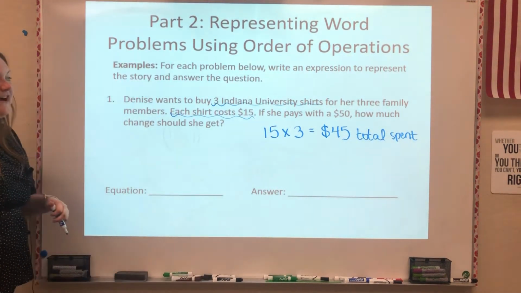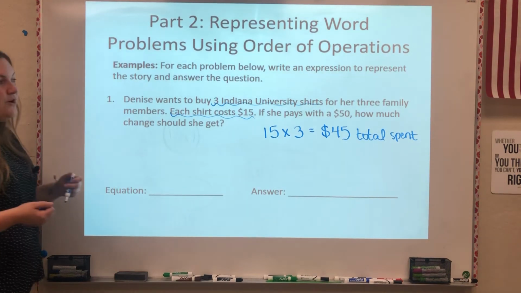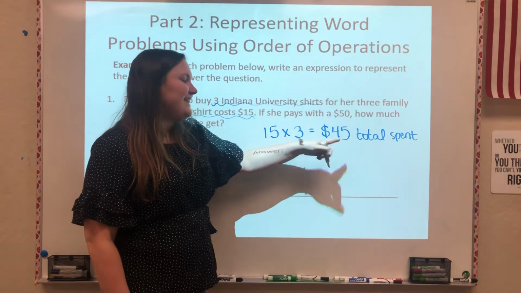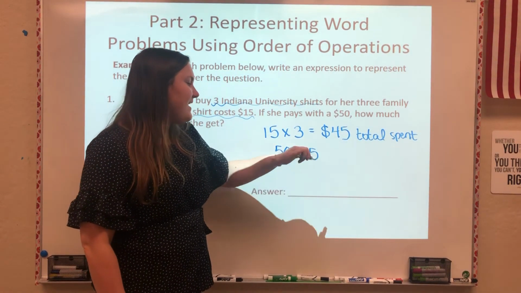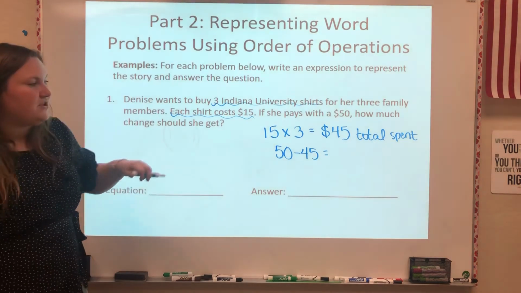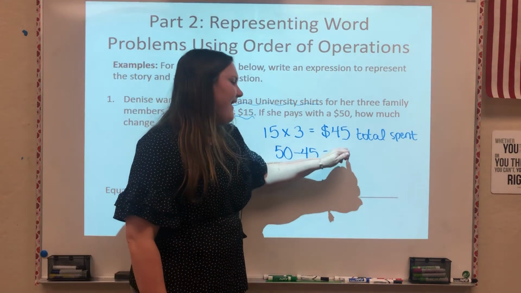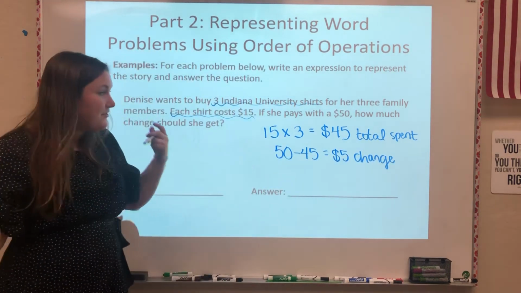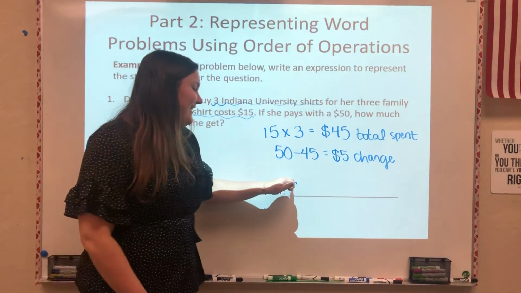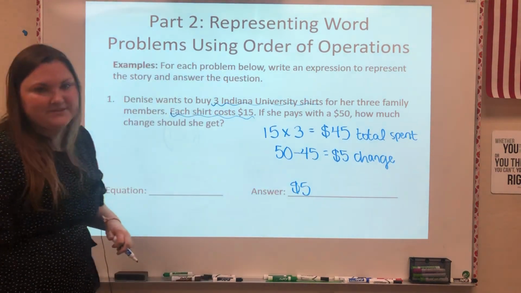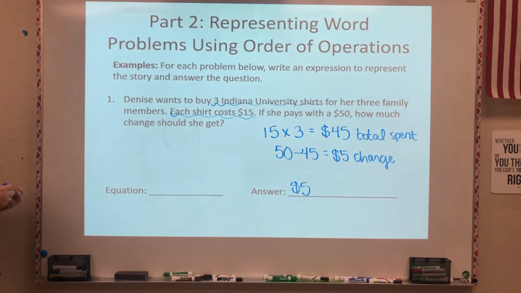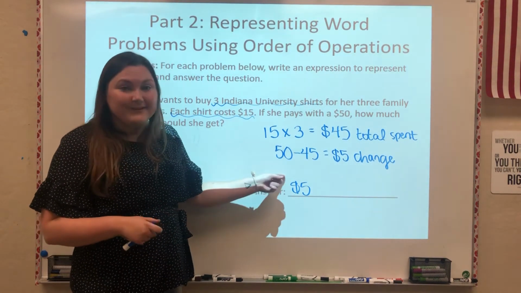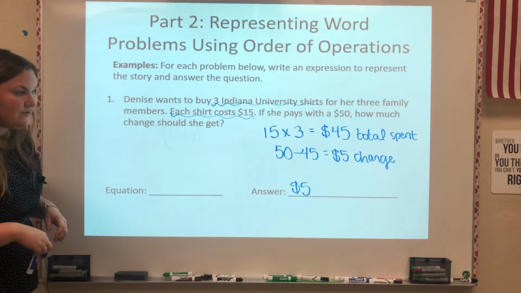If I want to figure out how much change she's getting back, well then we're taking that $50 she's paying with, subtracting out the amount of money she spent, and then that's going to tell me she should get $5 in change. So I could say the answer to the question, how much change should she get, is $5. Now we've got our answer. The reason I told you to get the answer first is let's use some of this math we did to help us write an equation.